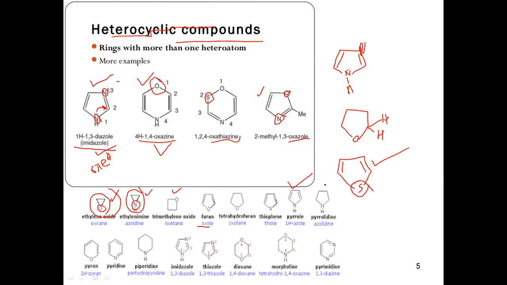Then pyrrole, this is already discussed. Then pyrrolidine. Okay, means there is a reduction of this pyrrole. Okay, so the double bond is converted into a single bond only, and 4 hydrogens are added there, so it is called a pyrrolidine. Then pyran, then pyridine, piperidine.